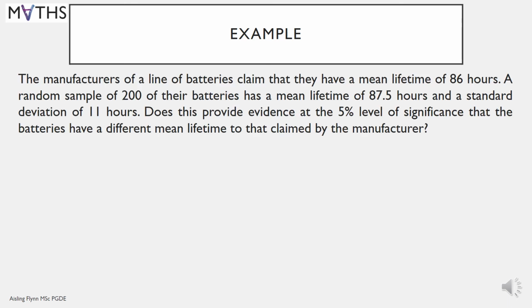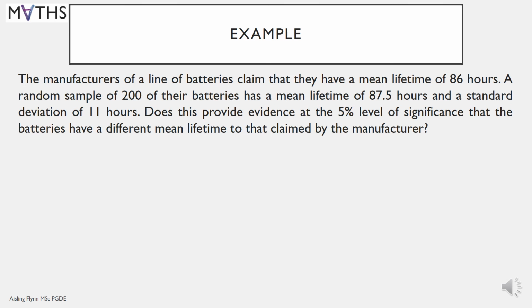The manufacturers of a line of batteries claim that they have a mean lifetime of 86 hours. A random sample of 200 batteries has a mean lifetime of 87.5 hours and a standard deviation of 11 hours. Does this provide evidence at the 5% level of significance that the batteries have a different mean lifetime to that claimed by the manufacturer?